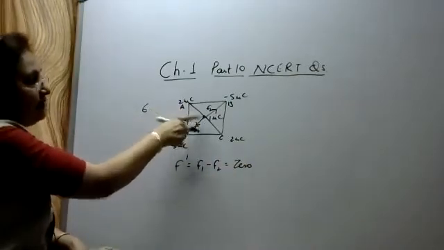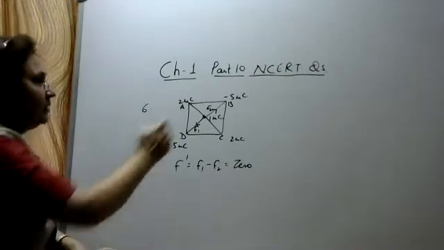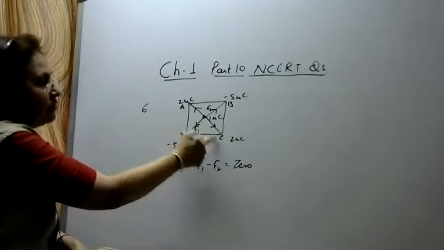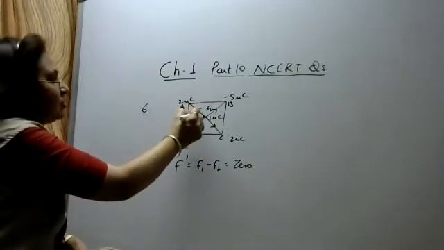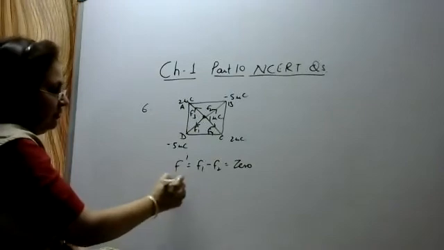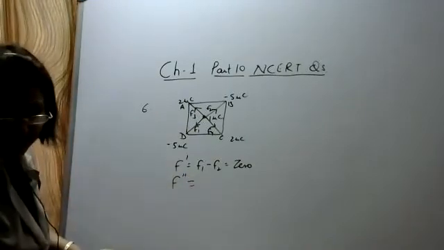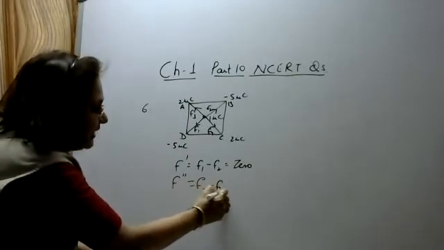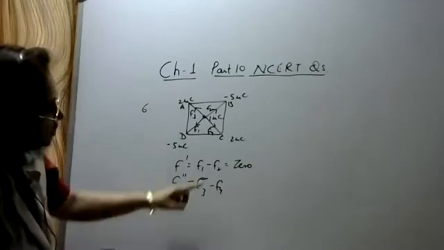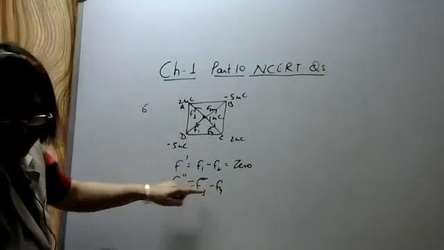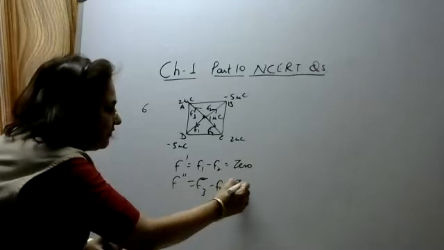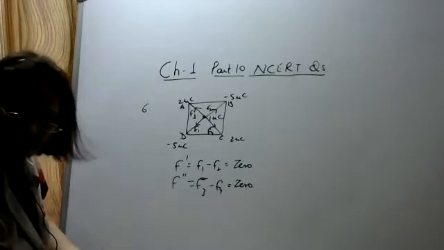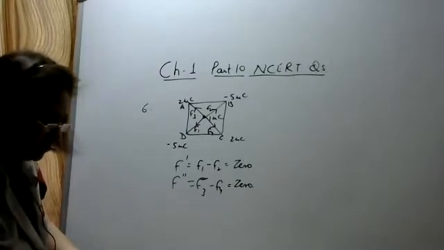The same way, the 1 microcoulomb is repelled by the 2 microcoulomb charges. Let these forces be F3 and F4, and the resultant F double dash. F double dash is also equal to F3 minus F4. Both are equal in magnitude and opposite in direction, so the resultant is equal to 0. So the net force on the 1 microcoulomb placed at the center will be equal to 0.